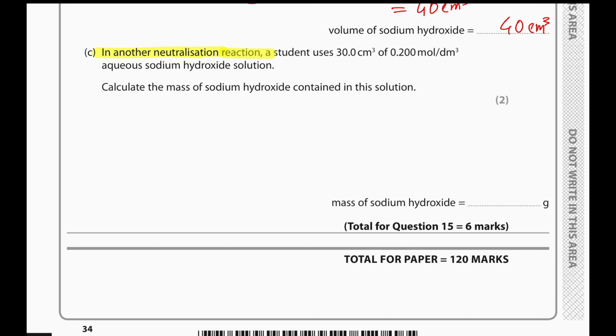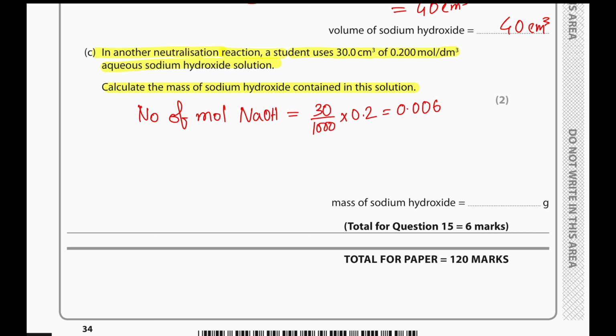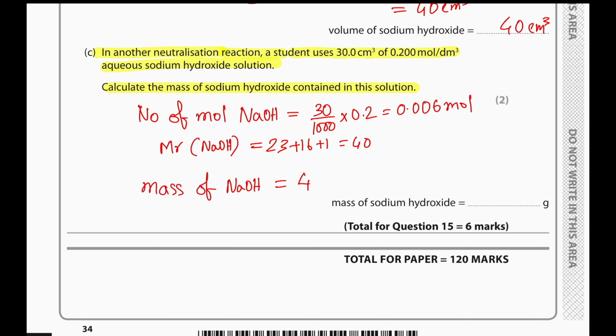In another neutralization reaction, a student uses 30 cm cube of 0.2 mol per dm cube aqueous sodium hydroxide solution. Calculate the mass of sodium hydroxide contained in this solution. To do this calculation, we have to find the number of moles of sodium hydroxide. We divide the 30 by 1000 and then multiply it by 0.2 to get the number of moles, which will be 0.006 mole. Then the Mr of sodium hydroxide is 40. We find the mass of sodium hydroxide by multiplying the number of moles by the Mr. The mass of sodium hydroxide will be 0.24 gram.